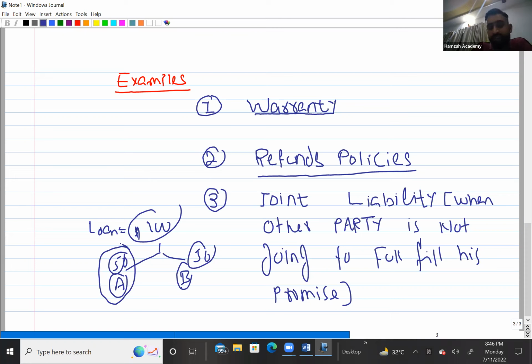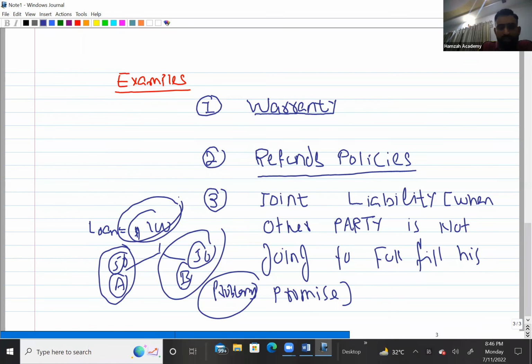Company B was a financially good company, there was no problem, so there were no worries on the part of company A. But after some time, company B gets into financial problems, and now it is difficult for company B to repay the bank loan. So what is the bank going to do? The bank is going to go for company A, saying that you were jointly liable. If B is not making his payment, you have to pay it.